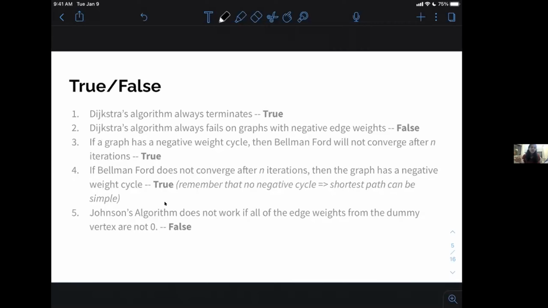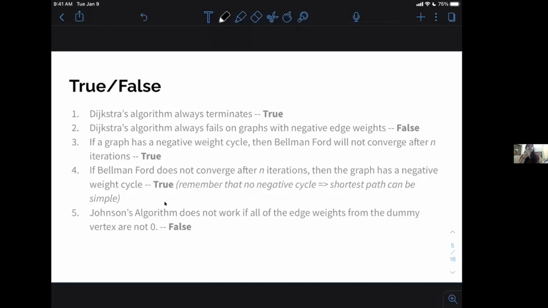I think Tamyar posted a really good comment explaining exactly why the edge weight assignments for Johnson's don't matter. I recommend checking that out. But it basically boils down to you'll add it, but you'll end up subtracting it again anyways. So it doesn't matter. Okay.